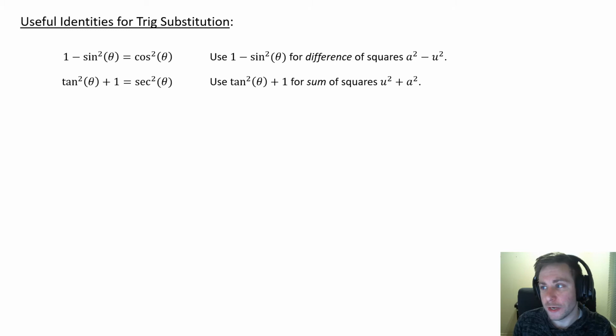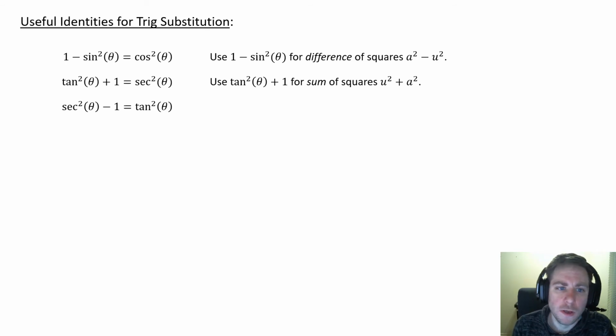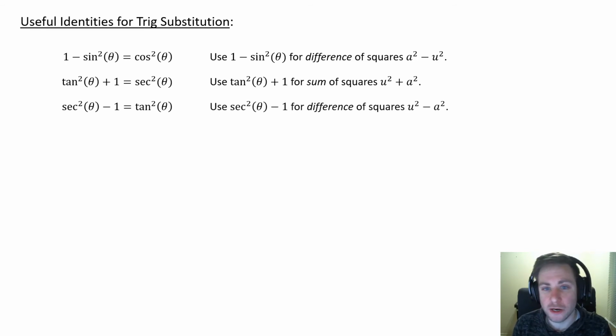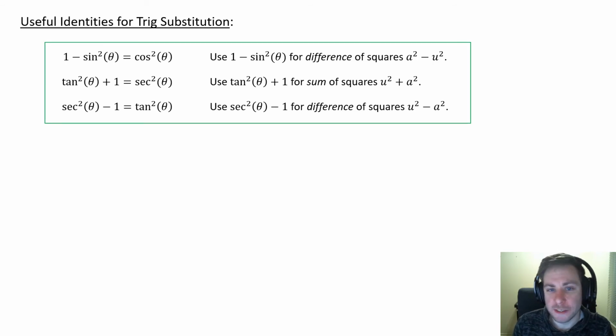Also, we can rearrange this identity for tan squared plus 1 into an identity for secant squared minus 1. And you'll notice this would be useful if you ever had a difference of squares of the form u squared minus a squared rather than a squared minus u squared. With these three identities, we're really prepared to deal with sums and differences of squares of every possible form, and we'll practice that in just a moment. But if you haven't already, I suggest pausing here and writing these three identities on your formula sheet now.